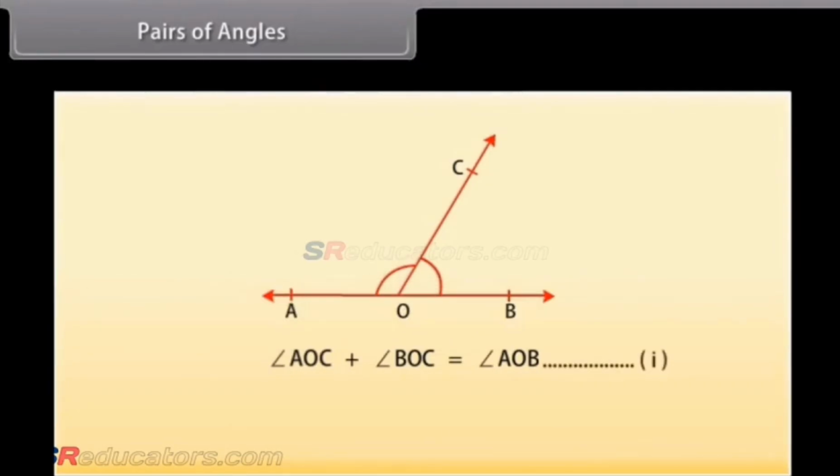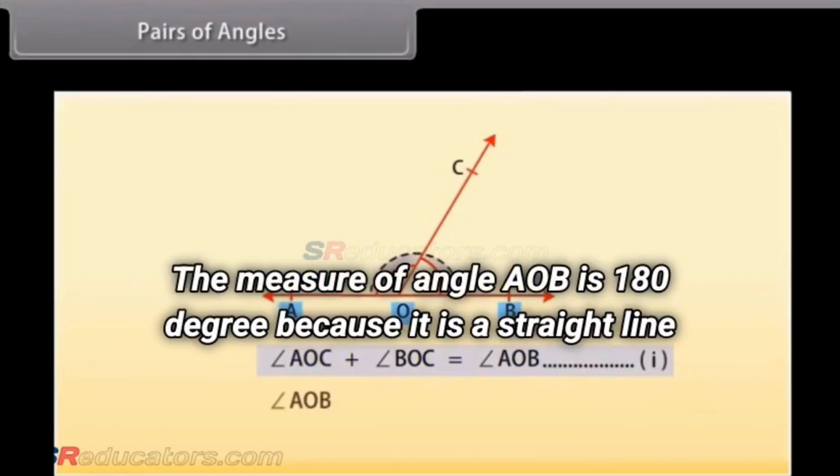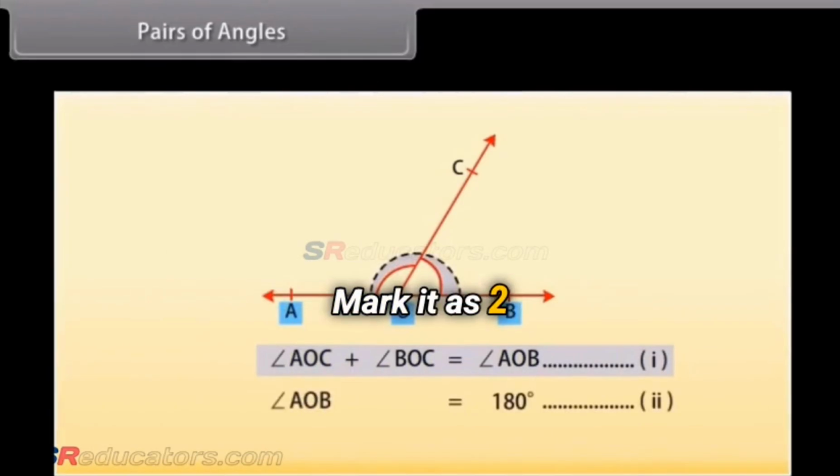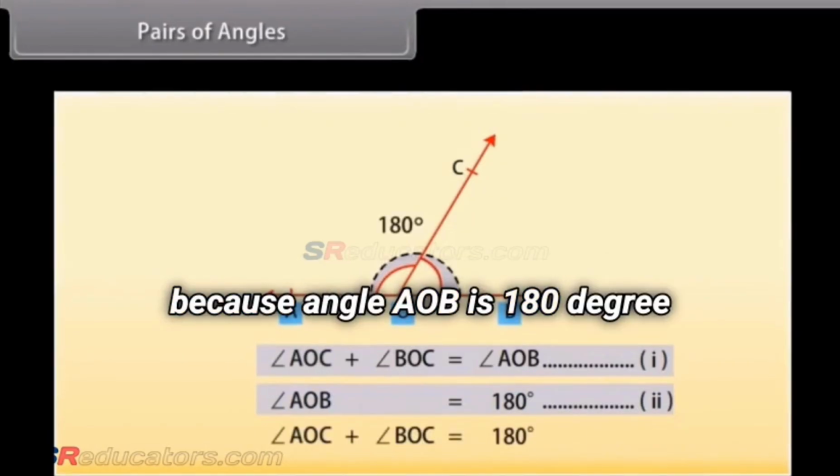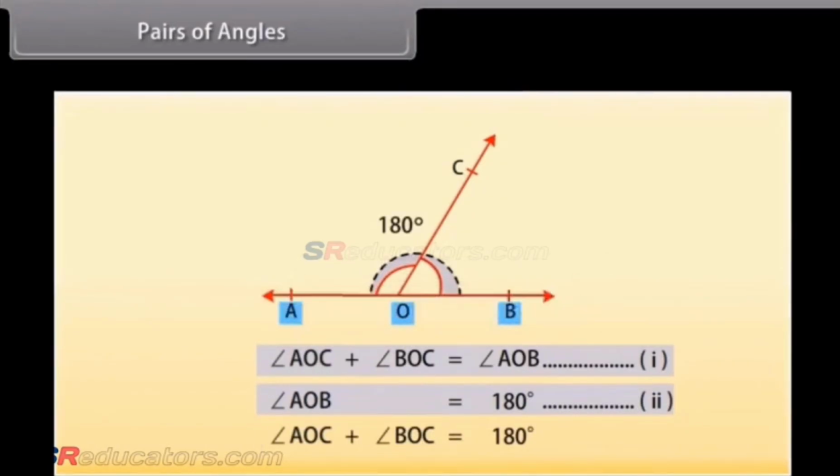Mark it as 1. The measure of angle AOB is 180 degrees because it is a straight line. Mark it as 2. From 1 and 2 we can say that angle AOC plus angle BOC is equal to 180 degrees because angle AOB is 180 degrees. This gives an axiom. Let's go through it.